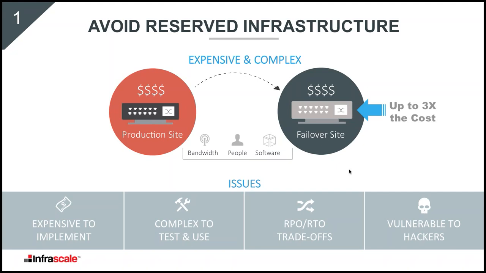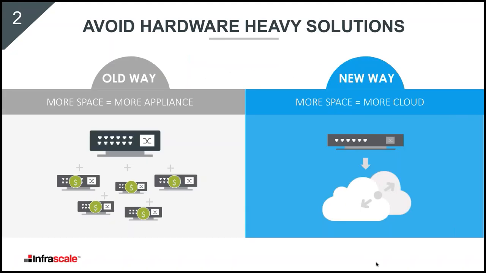So here is another way that we can make this affordable for you, by avoiding hardware-heavy solutions. So we not only avoid reserved infrastructure, but we also avoid these hardware-heavy solutions. And this is going to sound really familiar to some of you. Like you see on the left, the old way of doing this, if you buy an appliance, as of course your customer's data grows, that appliance fills up. So you buy another one. And data continues to grow, you end up filling that up and buy another one, and really continue this cycle. But that's the old way of doing it, where more space equals more appliance. That gets really, really costly really fast.